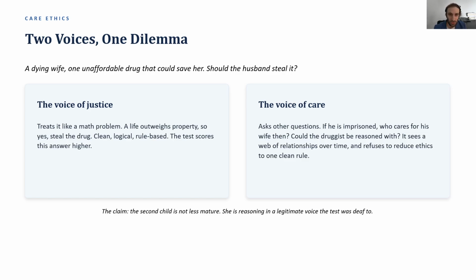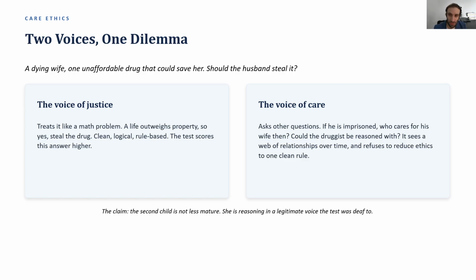So Gilligan tried to attend more closely to the data. In doing so, she noticed that the girls were not failing to morally reason at all. They were reasoning differently. Let's look at an example the children themselves were given. A man's wife is dying. There is one drug that can save her, but he cannot afford it. So the question is this: should he steal it?